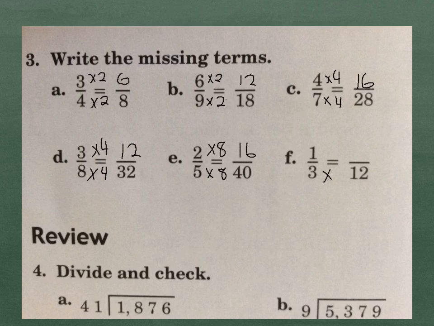3 times what is 12? 3 times 4 is 12. If we do times 4 there, we need to do times 4 on top as well. And we get 4. So those are pretty easy. Hopefully you understand those, and as you see them in the future, you'll know what to do.